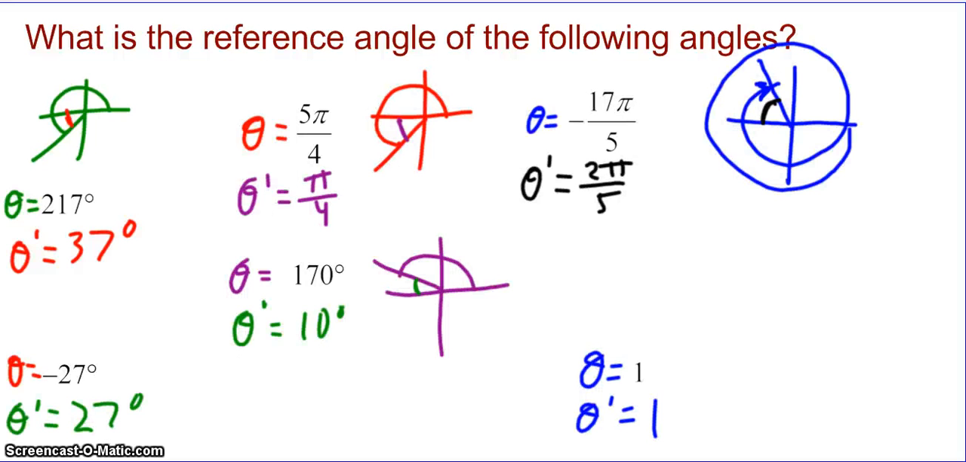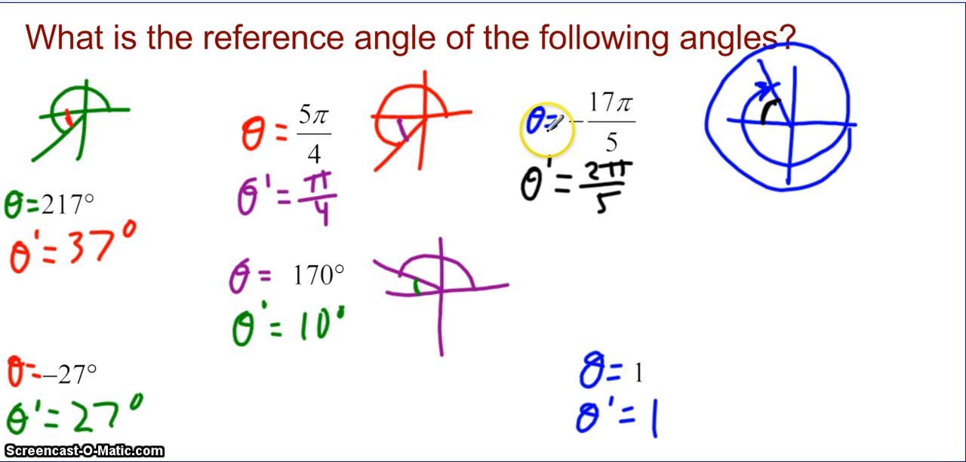Okay, so here you can check your answers, and you can see I tried to draw a picture for some of these to help you out if you were confused. So for instance, if theta is 5 pi fourths, then theta prime is going to be pi fourths. So here in the red is 5 pi fourths. This angle here has to be pi fourths. Relates to pi. Let's look at this one. Theta is 170 degrees. Theta prime is going to be 10 degrees. So here is 170. What's left over to get me to that horizontal axis? That's going to be 10 degrees.